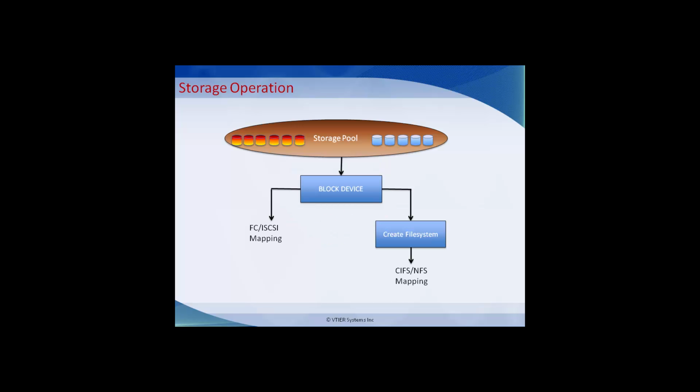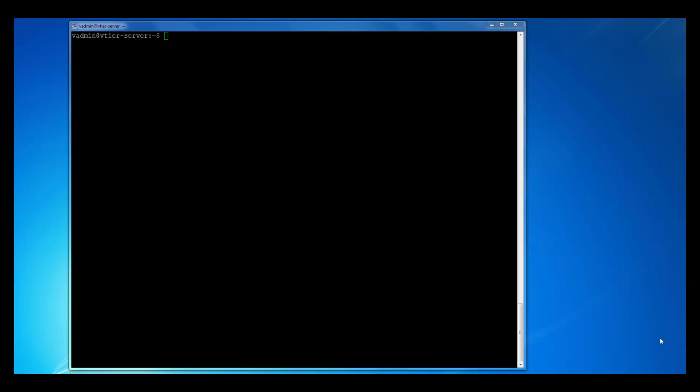So there are three operations required for creating shares. The first step is to create volumes, raw volumes. If you want, you can also share them via Fiber Channel or iSCSI. If you don't want Fiber Channel or iSCSI, you can share them via NFS or CIFS, but for that you have to create a file system. We can choose either XFS or ZFS. So let's start. The first step is to create the volume.